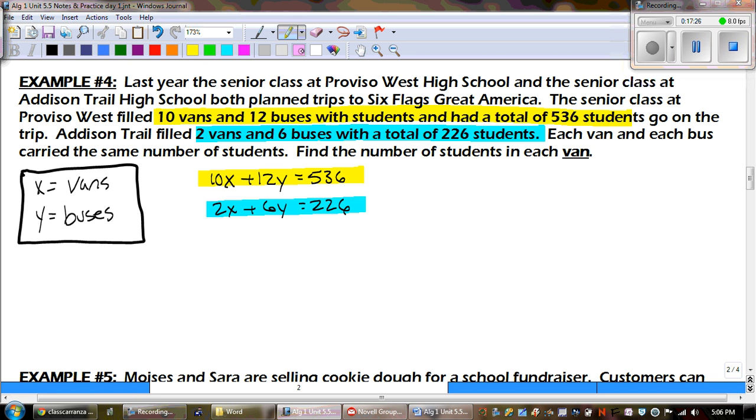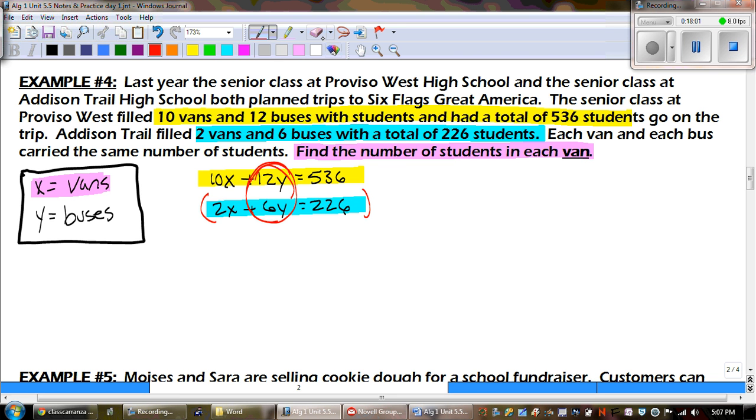in each van. Okay? Now, they're being very specific with this question. So, all I need are the vans, okay? What was the vans? X or Y? Vans were the X. So, that's the information I need. So, if that's what I need, I should cancel the Ys, okay? Try to make this easier on yourself. How do I cancel the Ys? What do I need to multiply?